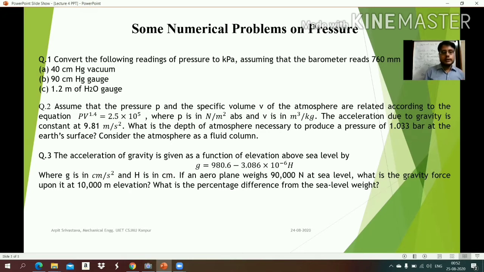Okay, so firstly we write the values of g and other terms which are given in the problem.